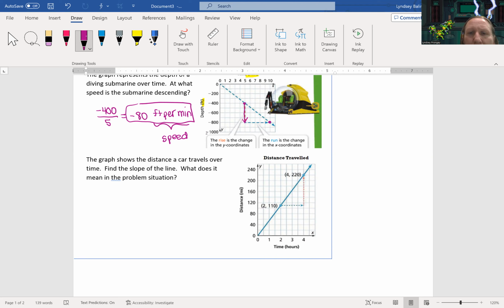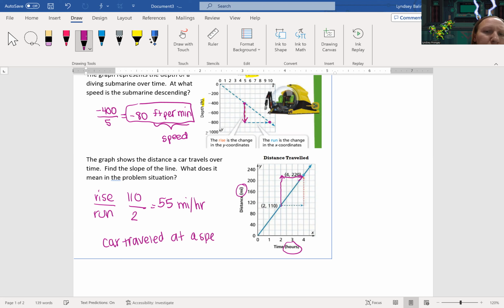So here it's at 110 and it's going up to 220. So our rise, it went up 110. And then our run, the x value here is 2, the x value here is 4, it went over 2. And if we divide that, it ends up being 55. Okay, and looking at our units, the y is miles, the time is hours, so our units would be miles per hour. And this is talking about a car, so this is saying that the car traveled at a speed of 55 miles per hour.